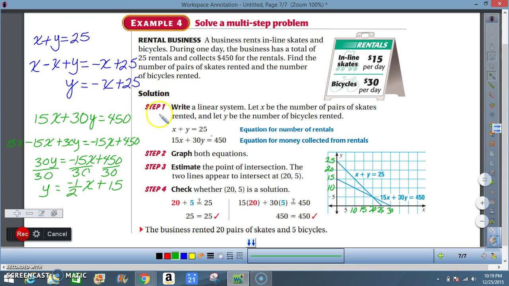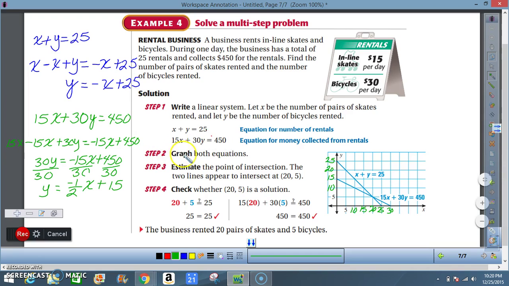Solution. Step 1. Write a linear system. Let x be the number of pairs of skates rented, and let y be the number of bicycles rented. Rentals: inline skates $15 per day, bicycles $30 per day. Equation for the number of rentals: x plus y is equal to 25. Equation for the money collected from rentals: 15x plus 30y is equal to 450.